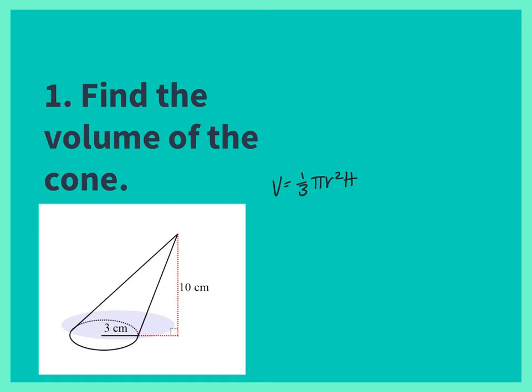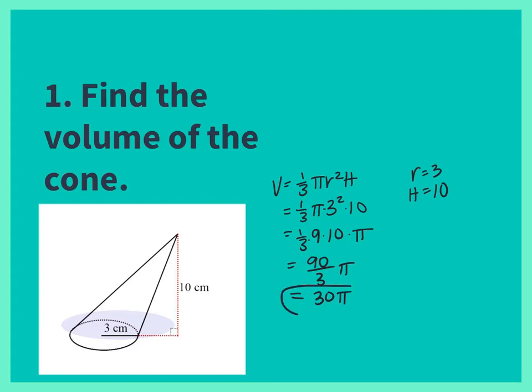So as I look at my cone, I'm given the radius of 3, and I see that the height is 10 because 10 is perpendicular to the base. So we have 1/3 pi, my radius is 3, so 3 squared, times my height of 10. I'm going to go ahead and do some multiplying and simplifying. So I have 1/3 times 9 times 10 times pi, which gives me 90 over 3 pi, or more specifically 30 pi.